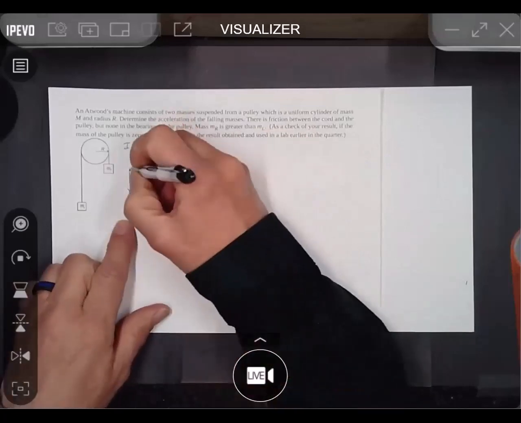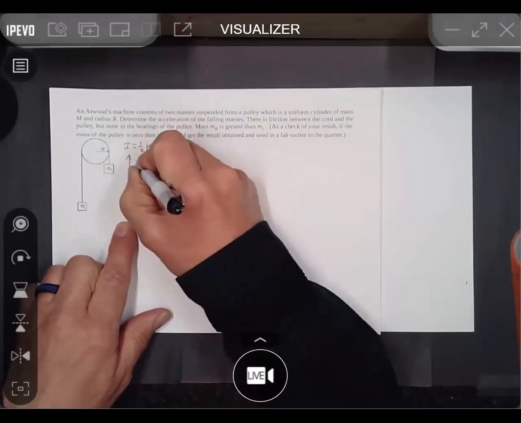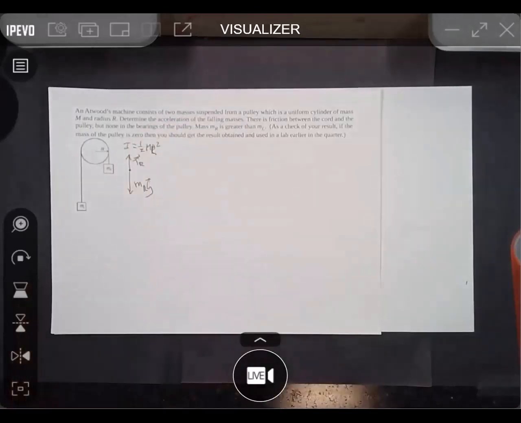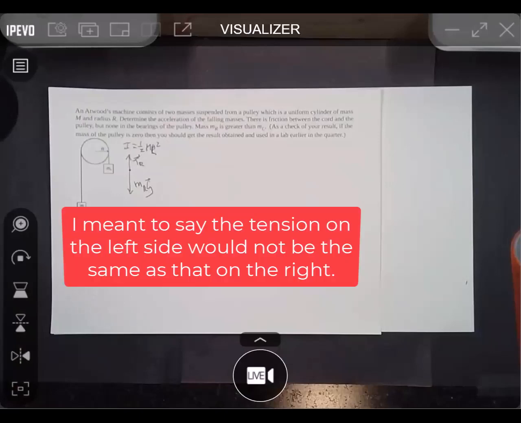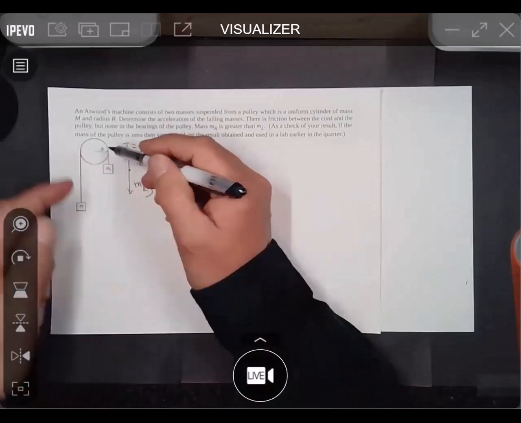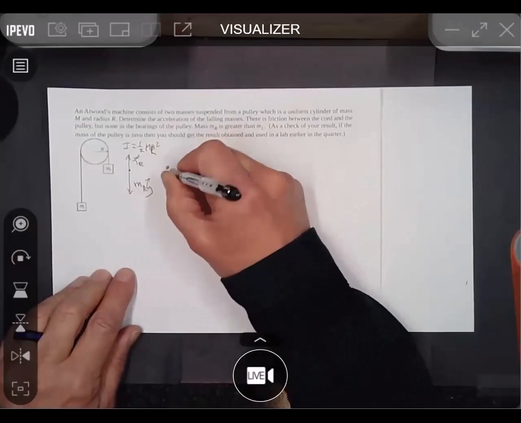It's going to have its weight, and then it'll be the tension on the right side that is acting on it. And I may have another unknown here. The tension on the left side will be zero in this case because I've got friction acting between the cord and the other thing. So it won't be quite as simple as the other one.